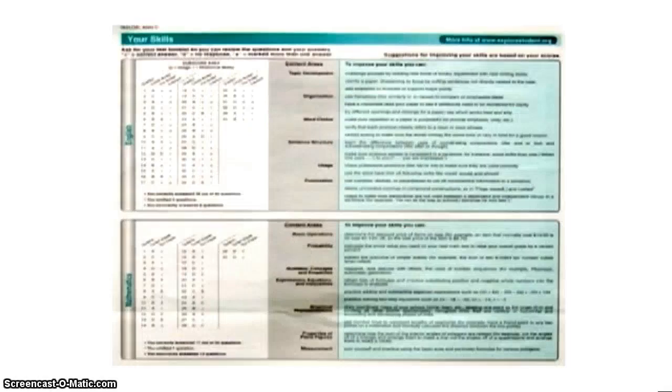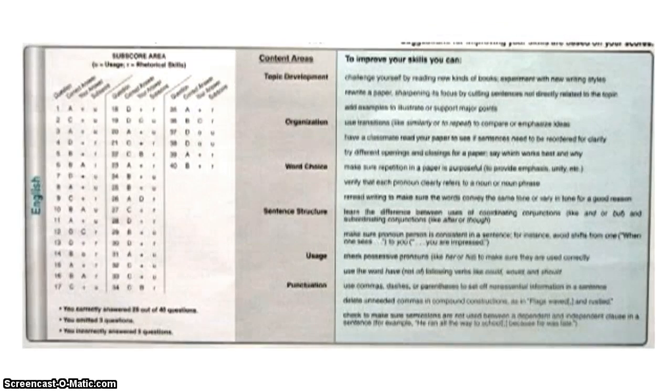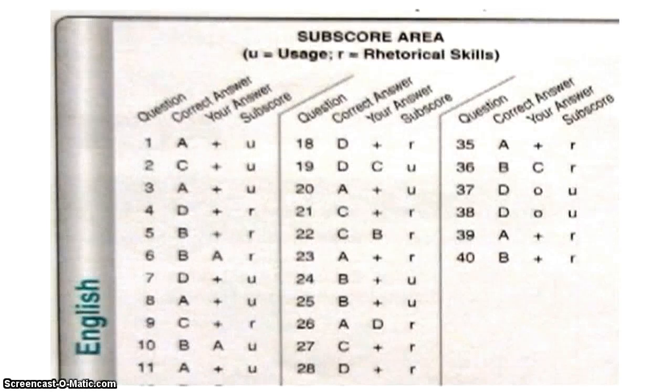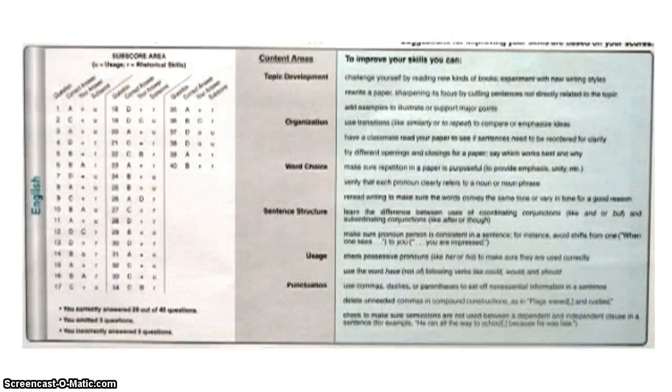Let's take a look at the last section called Your Skills. This area provides a question-by-question analysis of the test. In this section, you will find information on what the student answered along with the correct answers. In the English content area, it also identifies if the question is from the Usage and Mechanics subgroup, indicated by the letter U, or the Rhetorical Skills section, indicated by the letter R. To the right, you will find suggestions on ways to improve the student's scores.